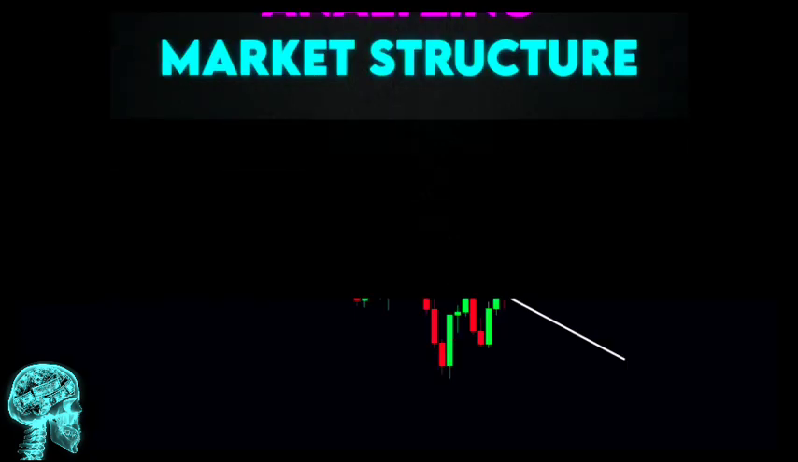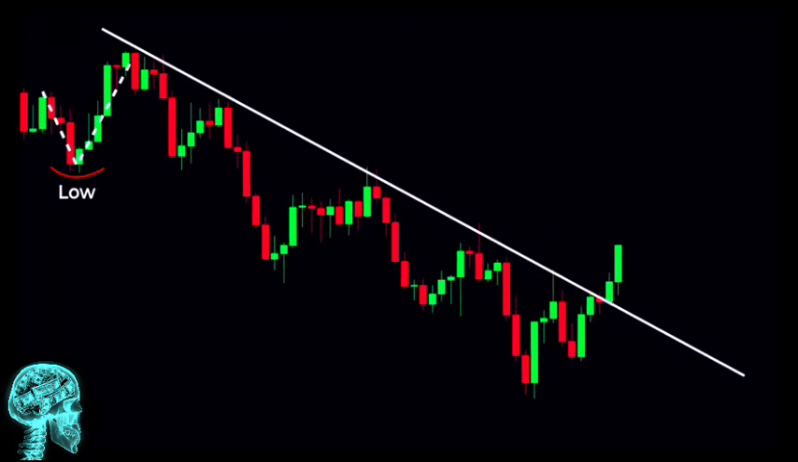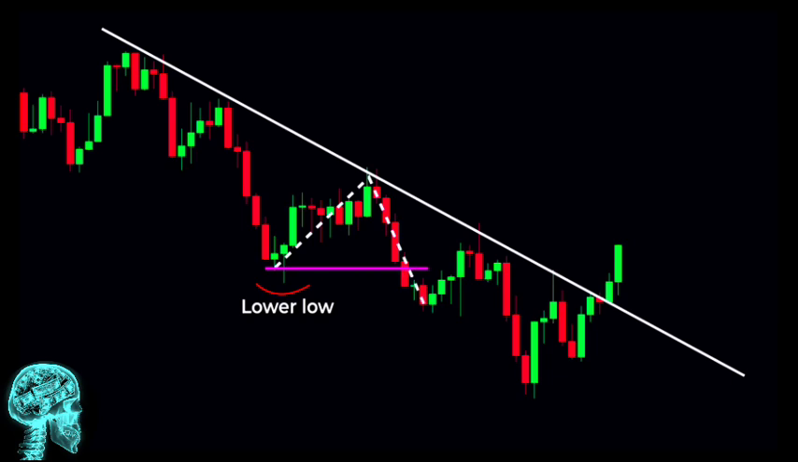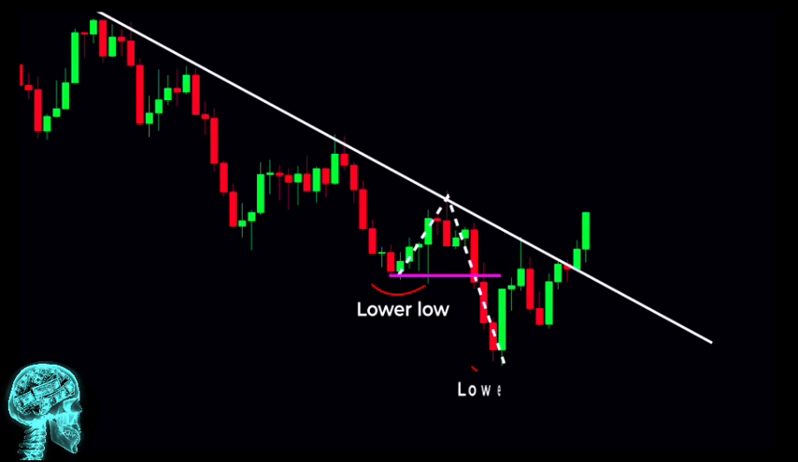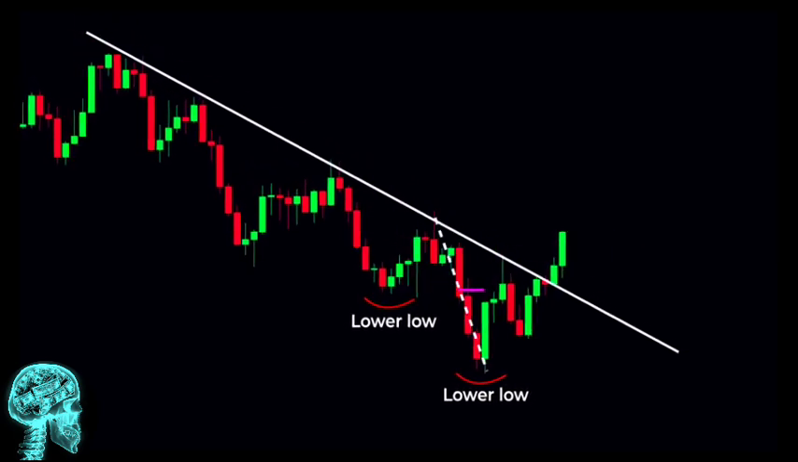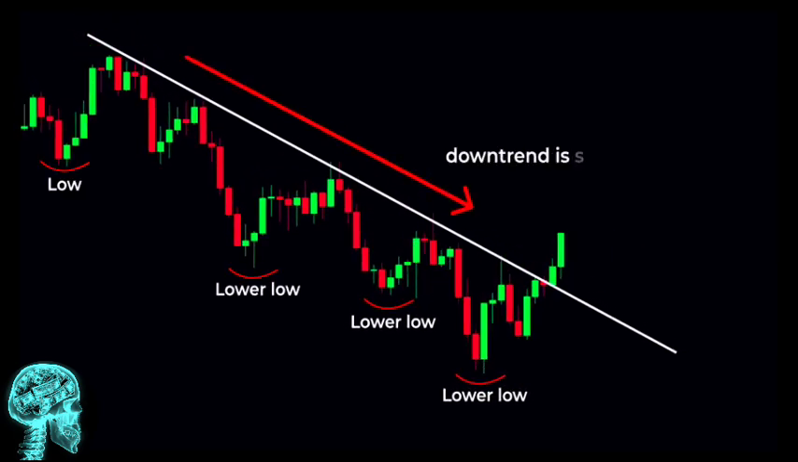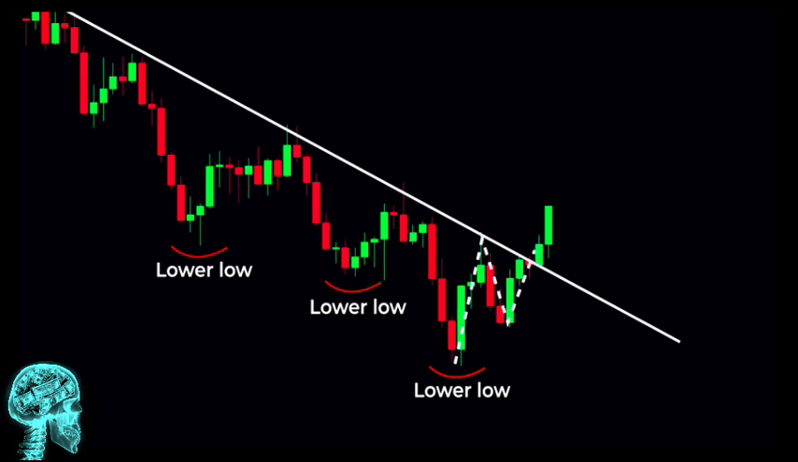Here's how it works. In this example, price makes a low, then it breaks that low, forming what's called a lower low. Shortly after, it happens again. Price breaks the previous low, forming another lower low. And then once more, price breaks the low and forms yet another lower low. This shows that price keeps forming lower lows, which tells us the downtrend is still strong. But now, look at what happens before the breakout. We notice that price fails to form another lower low and instead forms a higher low. This tells us that this downtrend structure was already getting weaker before the price broke out.